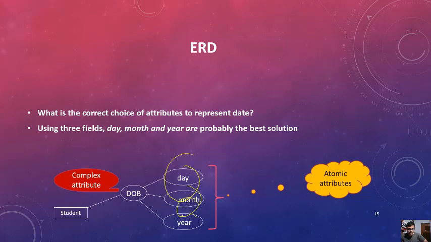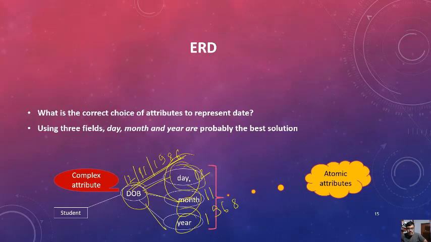But if we divide this into day, month and year, then 12 will be stored here, 11 will be stored here, and 1986 will be stored here. So you cannot further divide these attributes. That's why this type of attribute is called an atomic attribute. Those attributes you cannot divide further. And if you can divide an attribute, then it is called a complex attribute.